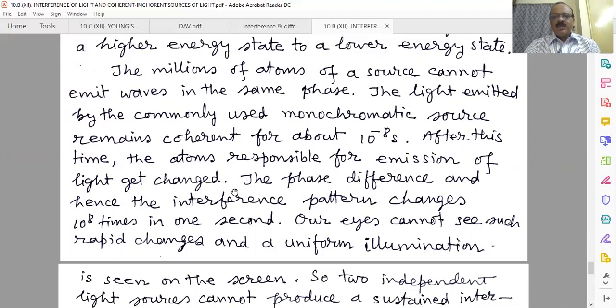But even if the light coming from two different sources has the same frequency and same wavelength, there will be a continuous phase difference with respect to time, and this change takes place about 10 to the 8 times in a second. Therefore, even if interference takes place, we cannot observe it. That means we cannot get a sustained interference pattern. Now, how can we resolve the problem?